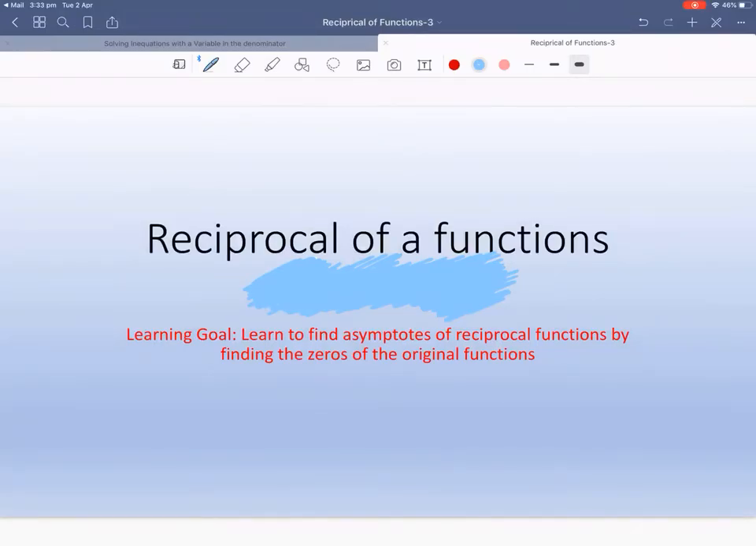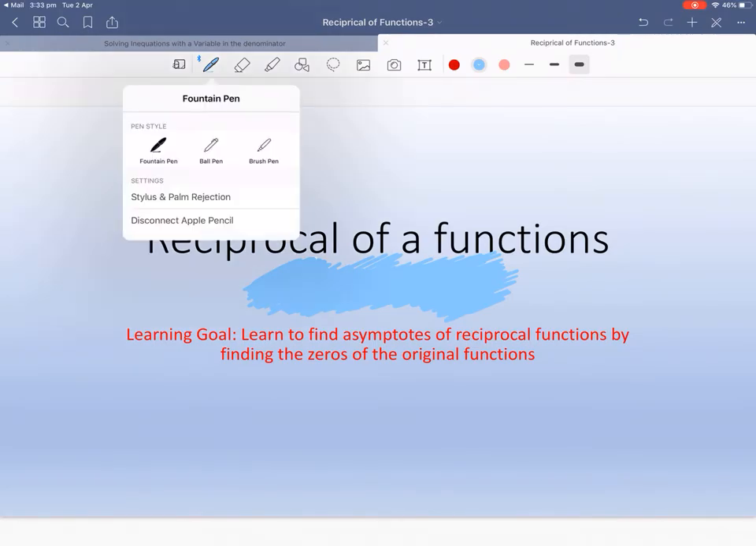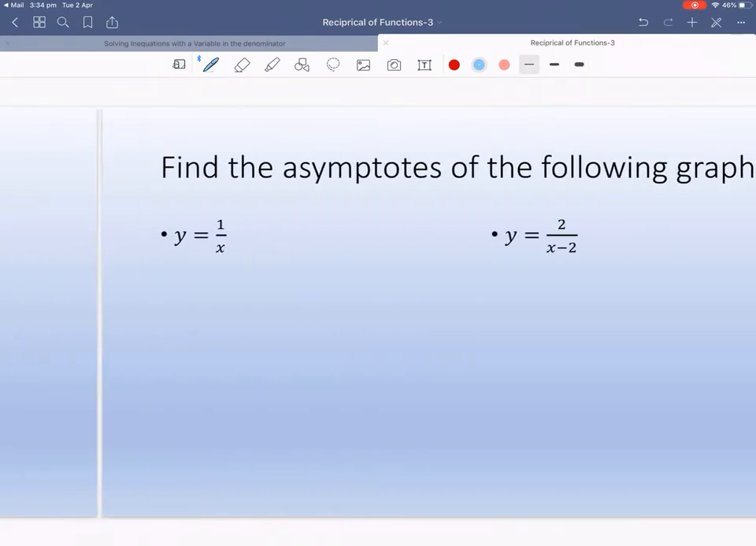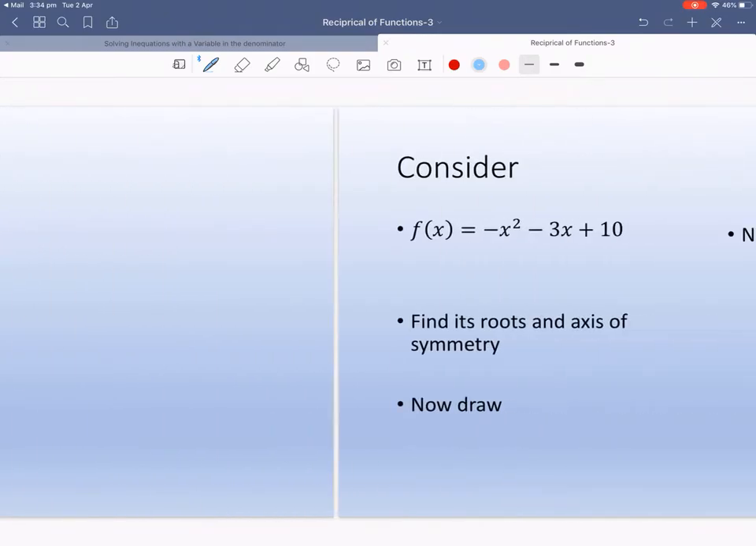All right, so this is the second part of reciprocal of functions. So it's the same exercise, but we're just going to go a bit further than what we did last time. So let's have a look at it. Those are the ones that we did.